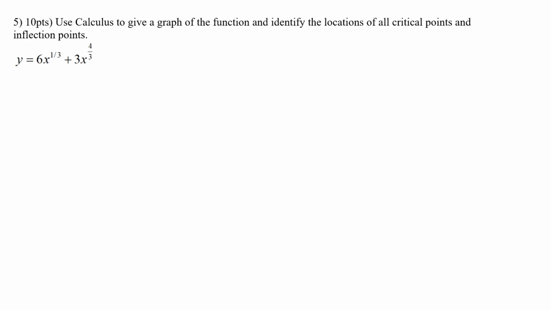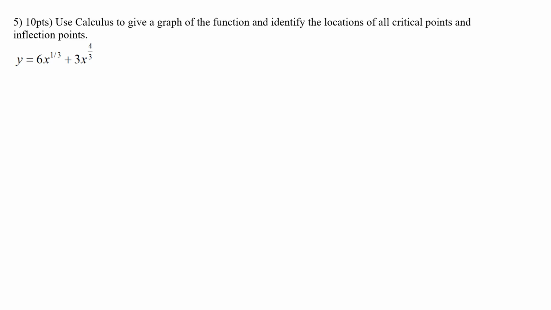Now problem number 5. Use calculus to give a graph of the function and identify the locations of all the critical points and inflection points. In problem number 4, I walked you through the steps. In problem number 5, I just asked you to use the calculus, right? And so you're just going to go through all the same things we just did, but I didn't walk you through the steps, right?